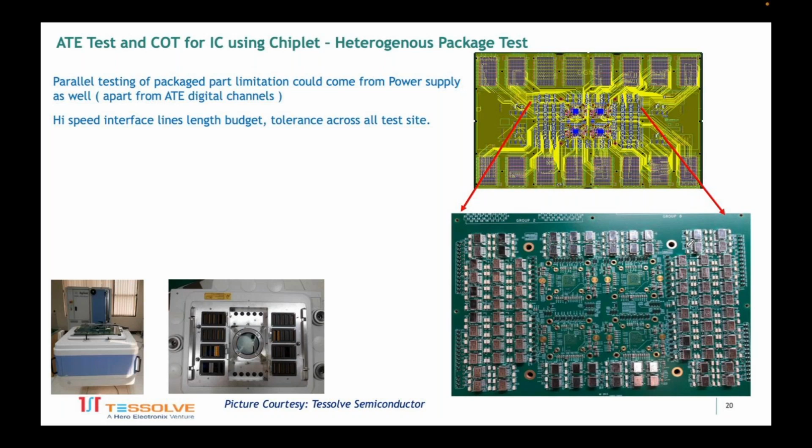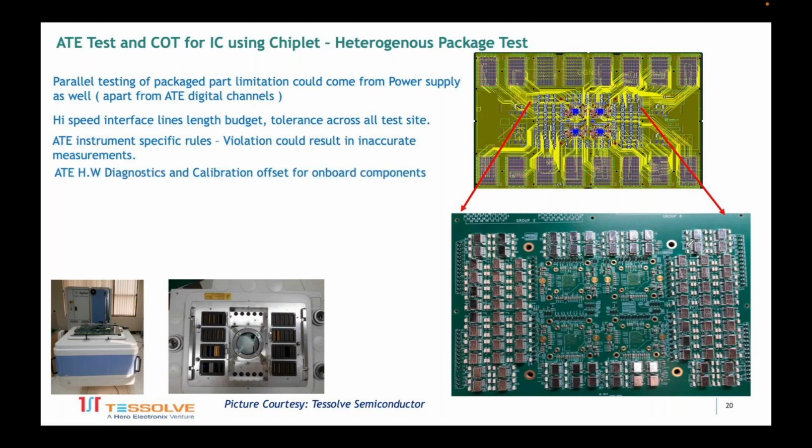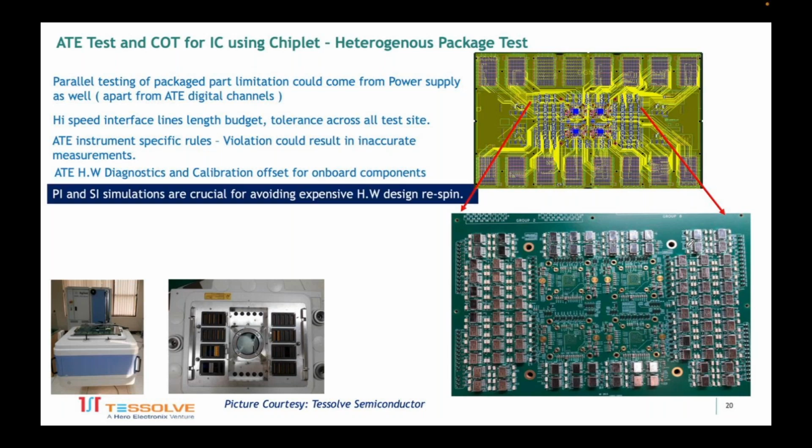And what happens if one relay goes bad? How do we detect it? It's also going to be a key thing. So we need to look at a way how to diagnose such complex hardware, and how to create some calibration offsets for the onboard components, so that when we test, we really measure the device performance by nullifying all these effects. PA and SI simulation are very crucial for avoiding very expensive hardware design respins.